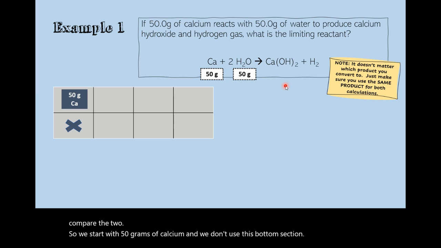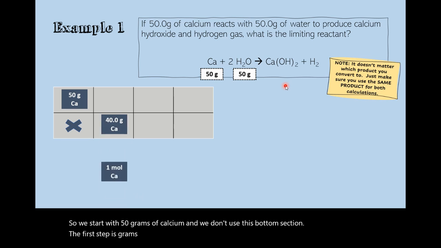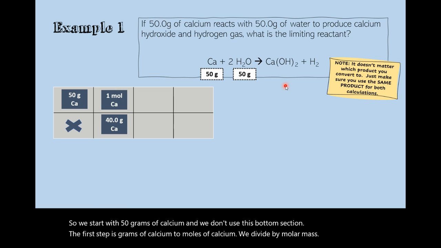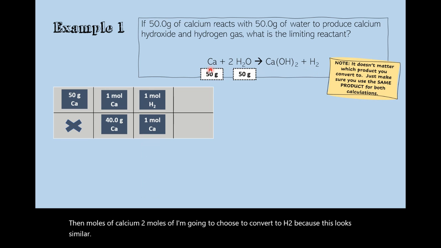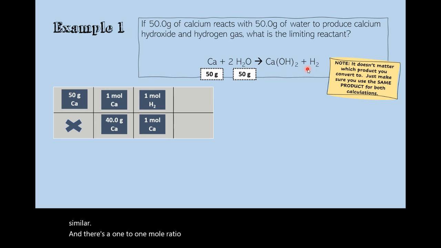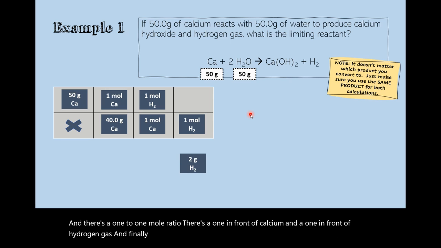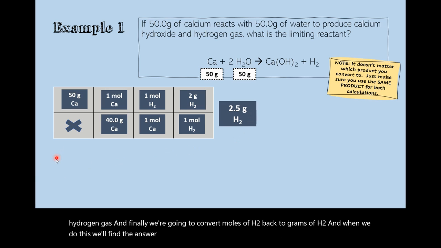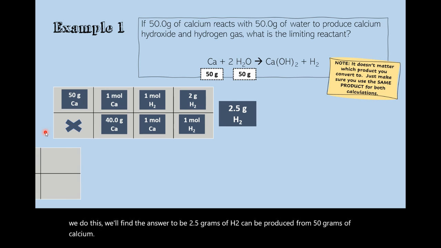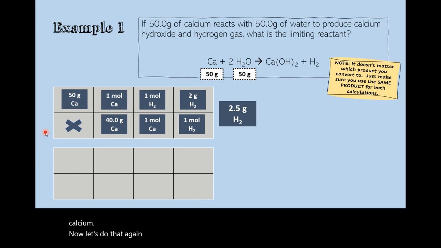The first step is grams of calcium to moles of calcium. We divide by molar mass. Then moles of calcium to moles of, I'm going to choose to convert to H2 because this looks simpler. And there's a 1-to-1 mole ratio. There's a 1 in front of calcium and a 1 in front of hydrogen gas. And finally, we're going to convert moles of H2 back to grams of H2. And when we do this, we'll find the answer to be 2.5 grams of H2 can be produced from 50 grams of calcium. Now let's do that again for the other reactant, which is water.